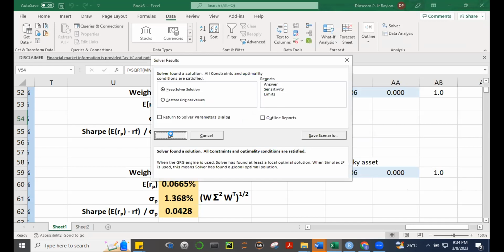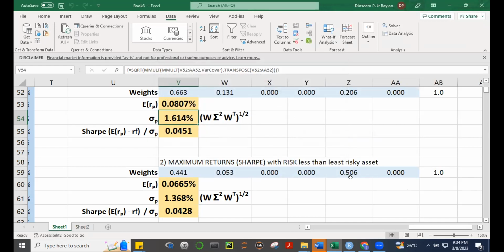And then there, Solver found the solution. Okay, ito na yung weights natin, no? Tatlo lang lang yung nasa portfolio niya, no? Sino to? Si Microsoft, etc. The rest are 0.